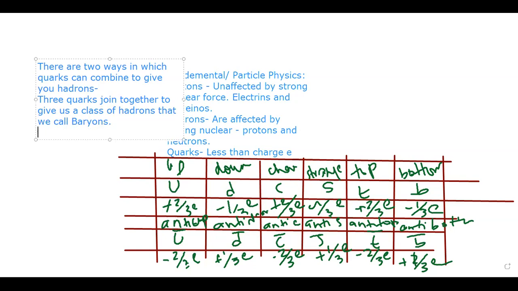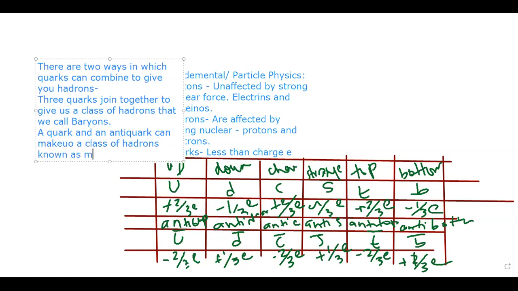And the second way that the quarks can join together is that a quark and an anti-quark make up a class, and this class is going to be known as our mesons. Right? So when we talk about baryons, what is an example of a baryon? Examples of a baryon are protons and neutrons, right?